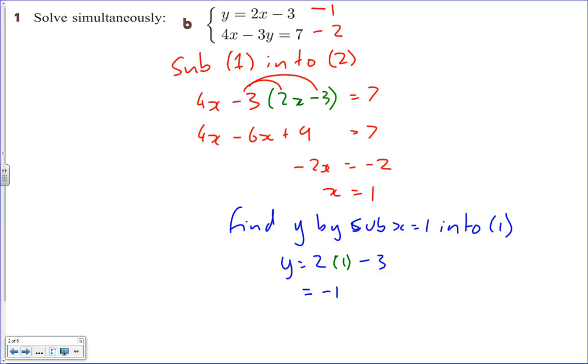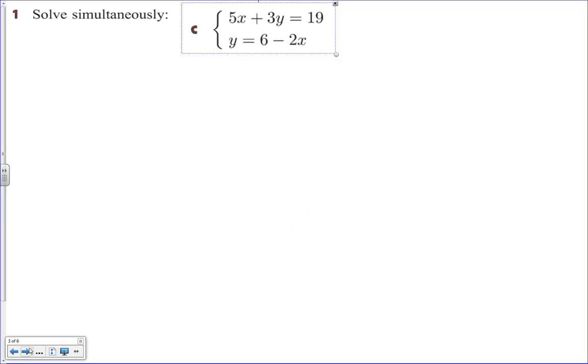And we do our check. 4x take 3y, so equals 4 times 1, take 3 times negative 1, so equals 4 plus 3 equals 7. Again, what we want. C. So this time, 1, 2, sub 2 into 1.